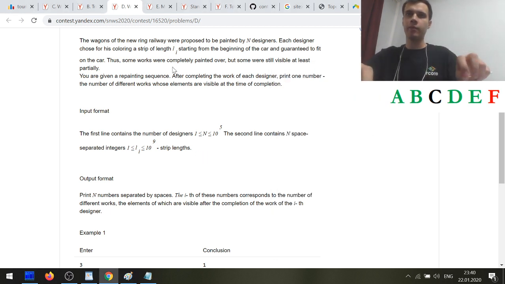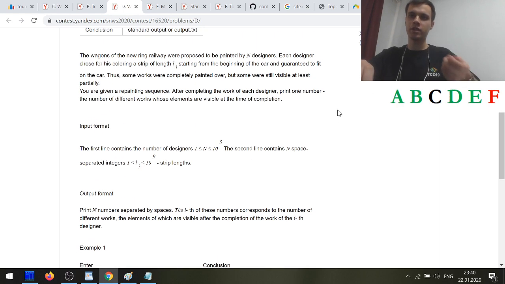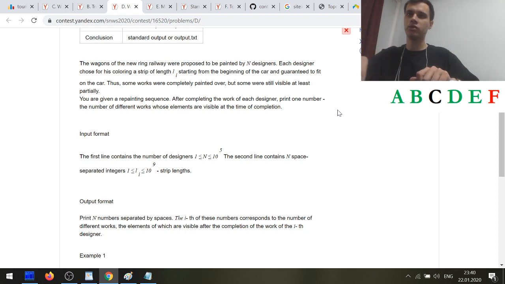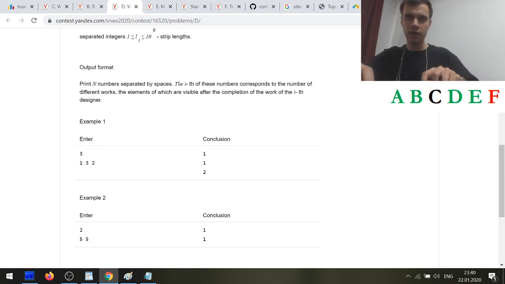So the question is, I am given the strip lengths from 1 to n, and for each strip length a person comes who colors a strip of this length, and I want to know the number of different colors I can see after each coloring. So if a person colors a length 1, I have one color visible. Then another person colors a prefix of length 3, and the part of the first person gets covered, so I have only one visible color now, the color of person 2. Then the third person colors the prefix of length 2, so I can still see the prefix of the second person, and I have two colors seen now.